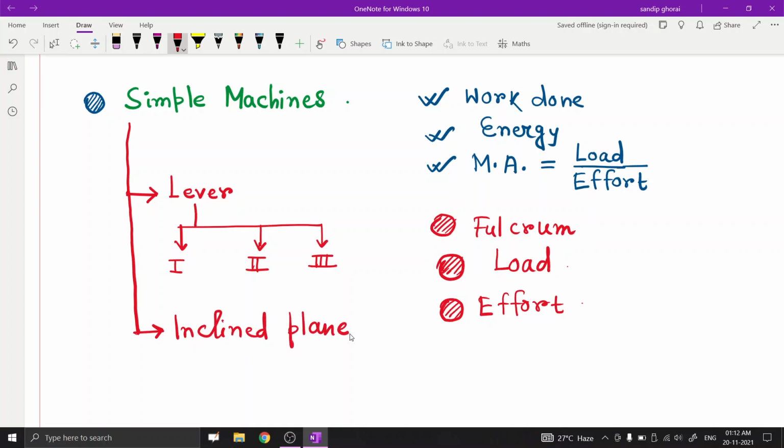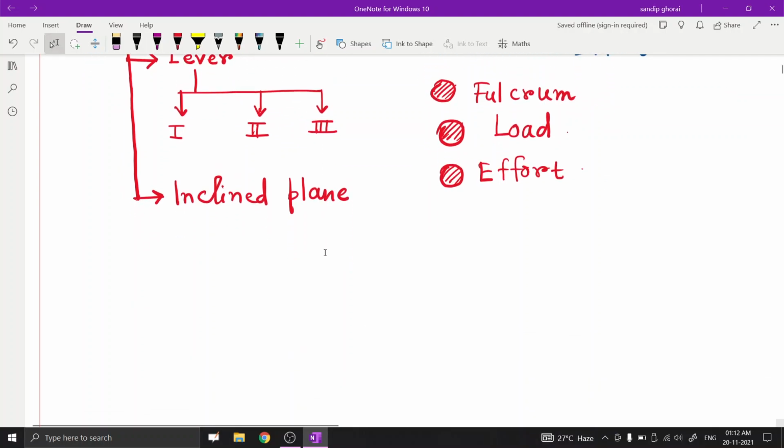So the question is, what do you mean by inclined plane, or what is the definition of inclined plane? An inclined plane is a rigid sloping surface over which heavy loads can be raised or lowered. So it is basically a rigid sloping surface. Now we move to our next point.